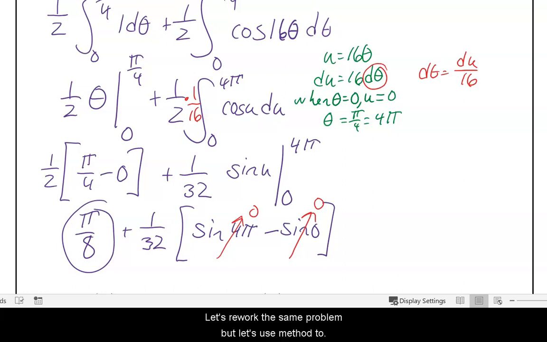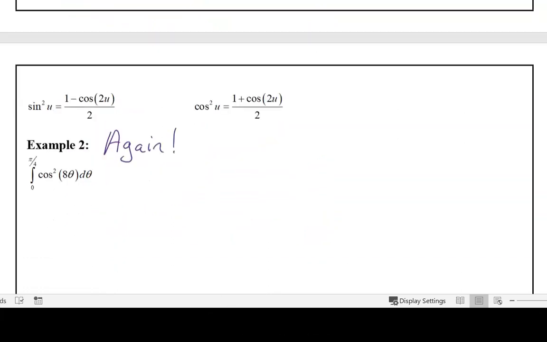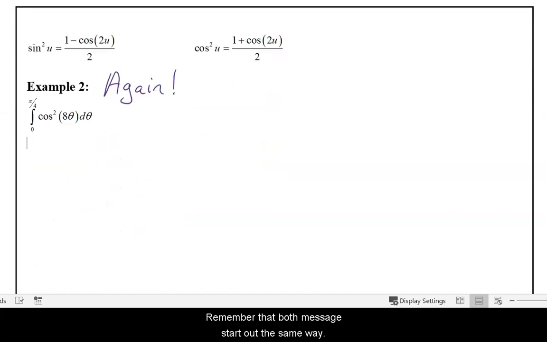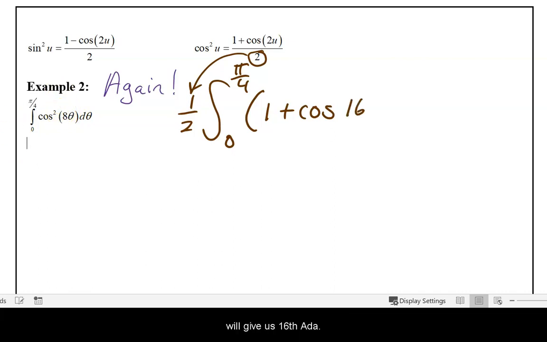Let's rework the same problem, but let's use method 2. Here is example 2 again. Remember that both methods start out the same way. I need to replace the cosine squared with the double angle formula. This lets me write the integral from 0 to pi over 4 of, pull the 1/2 that was in the denominator to the front, and then write the numerator as the new integrand. 1 plus the cosine of double what was there before, which will give us 16 theta.